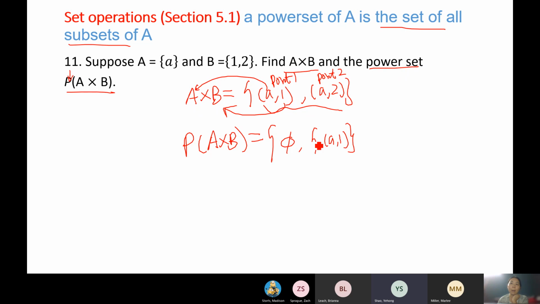So you have to have both parentheses and brackets. Parentheses represent this is a point or ordered pair. Curly brackets represent this is a set, because we need to list all the subsets. A subset is also a set, so that's why we have to put curly brackets. So you may have only point 1 or only point 2. You may have both points. Okay, so that you will have 1, 2, 3, 4 subsets. So that's the final answer.